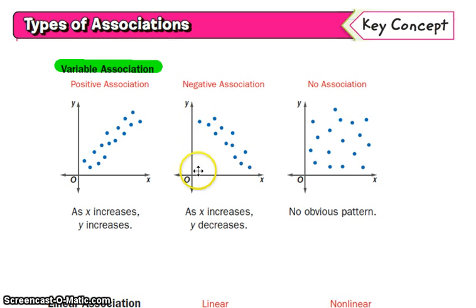Negative is just the opposite. As x increases, your y decreases. So you can take a look, this sort of looks like our negative slopes. It's going downhill. So this is a negative association. Then sometimes you have scatter plots where you've just got points all over the place, meaning that there's not going to be a relationship. There's no association between your two variables. So this is the first thing we need to look at: do we have a positive, negative, or no association or relationship?